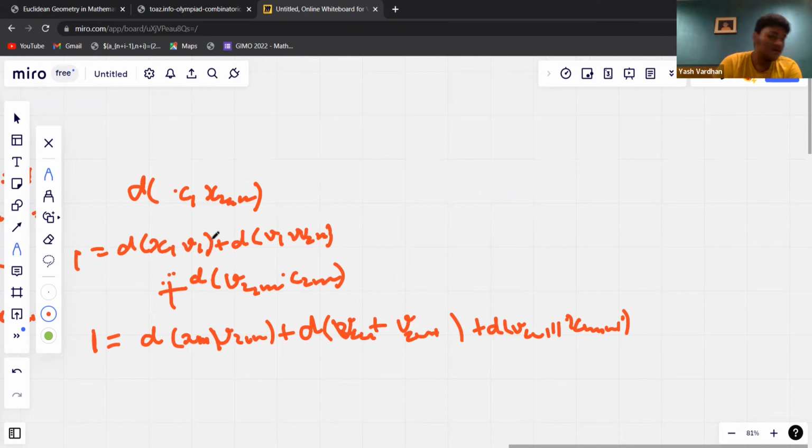And if I now look at d of x1 v1, d of v1 v2m, and d of v2m v2m plus 1, by this path condition we know that d of v1 v2m plus d of v2m v2m plus 1 is actually d of v1 v2m plus 1, mod 2.